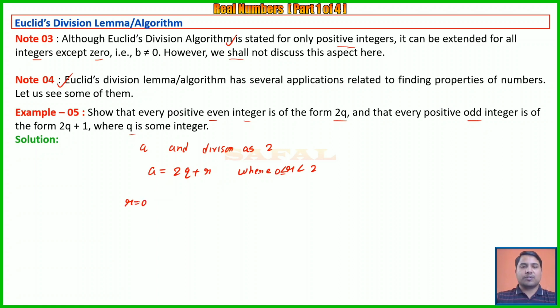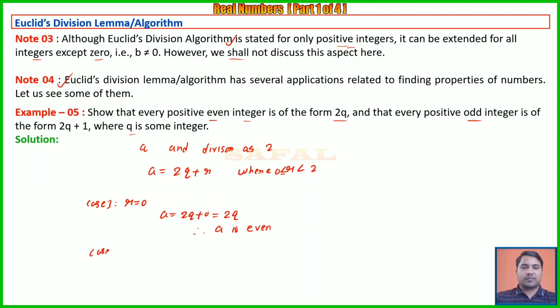Case 1, when r is 0. When r becomes 0, my number will become simply 2q plus 0. Now 2q plus 0 is 2q only. That means a is divisible by 2, or a is a multiple of 2. So from here I can say a is even. And when a is even, it is of the form 2q.